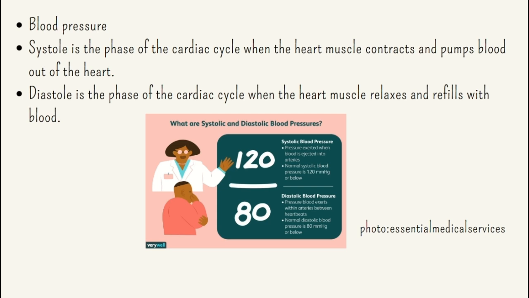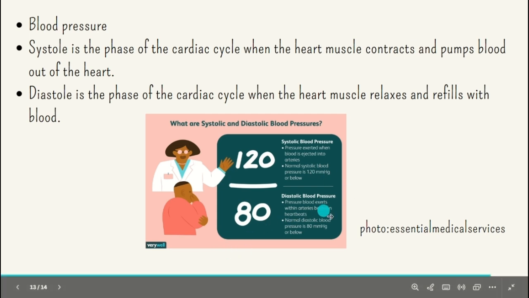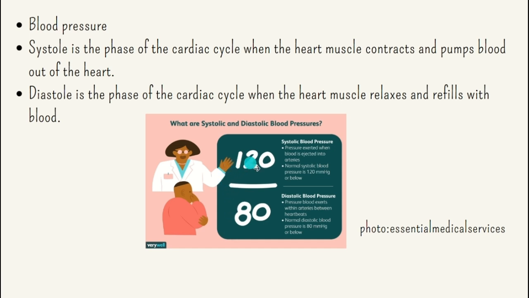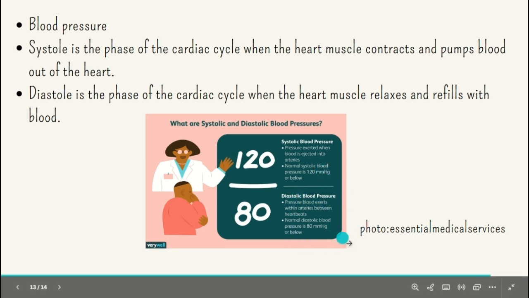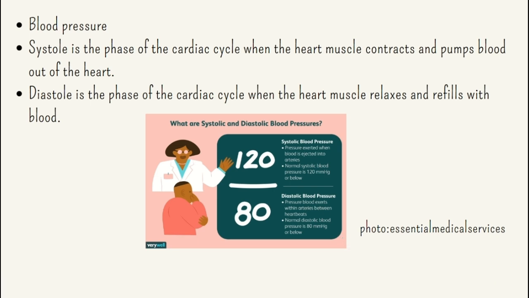And then the diastole is when the muscles are basically more relaxed, right? So basically, the systole is the pressure exerted when blood is injected into arteries when they're contracting. It's saying the normal value for an adult would be 120 for the systole, and for the diastole, 80 would be the normal value, right? So that's basically what it means.